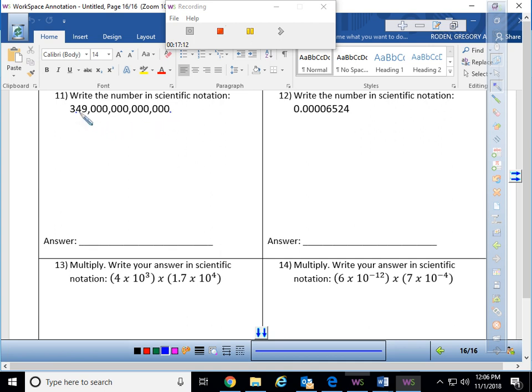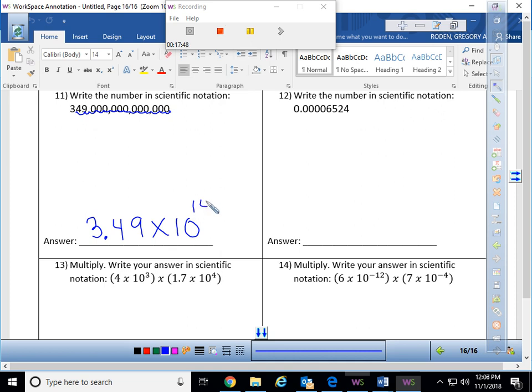I've got to be real careful and count my scoop-de-loops. 1, 2, 3, 4, 5, 6, 7, 8, 9, 10, 11, 12, 13, 14 scoop-de-loops, if I did that right. Hopefully I did. So it's going to be 3.49 times 10 to the 14th.